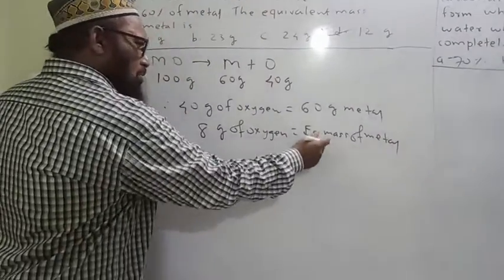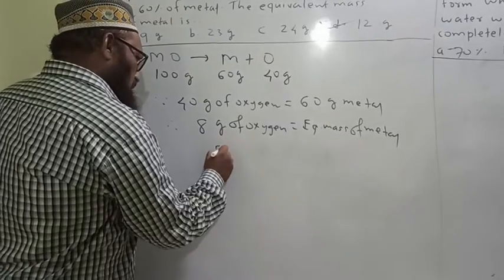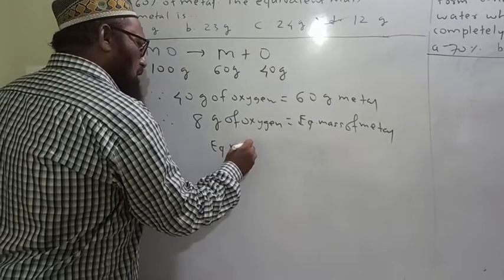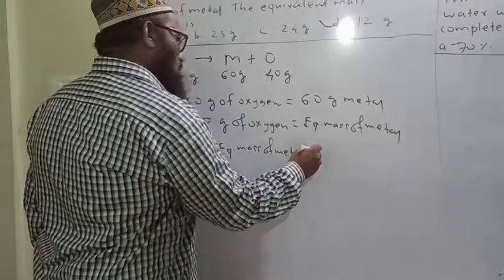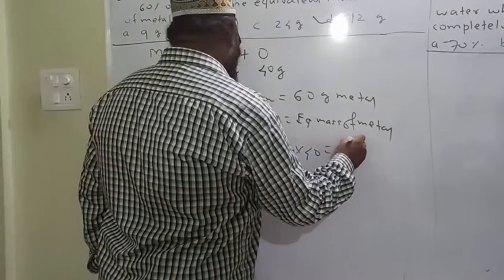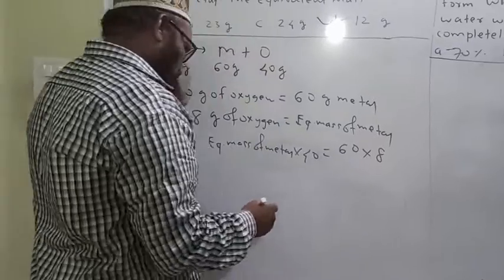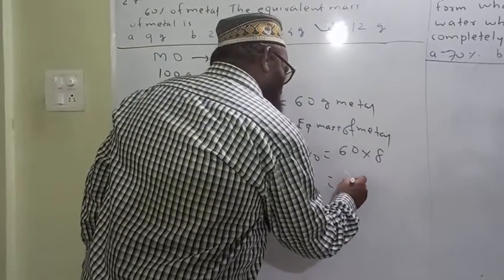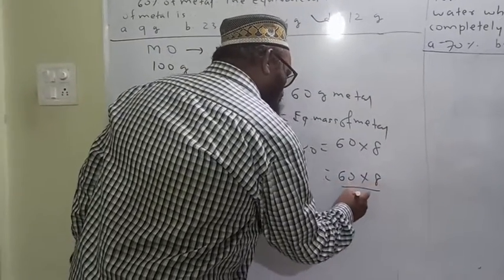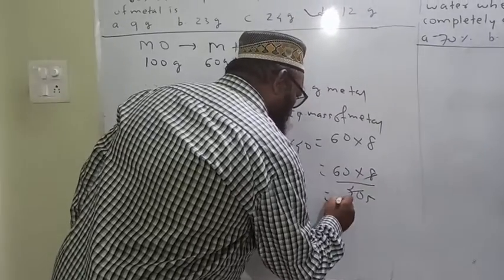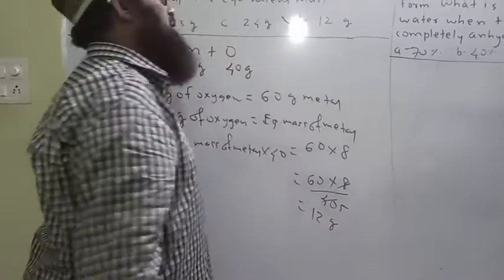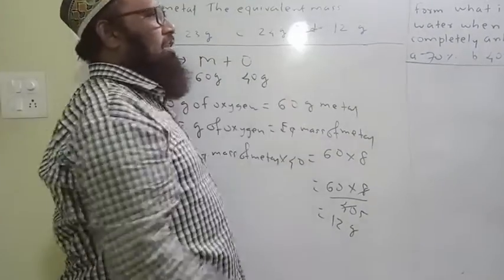Let us determine equivalent mass of metal. Equivalent mass of metal into 40 is equal to 60 into 8. We get here 60 into 8 upon 40, which is 12 gram per equivalent. D is the correct option.